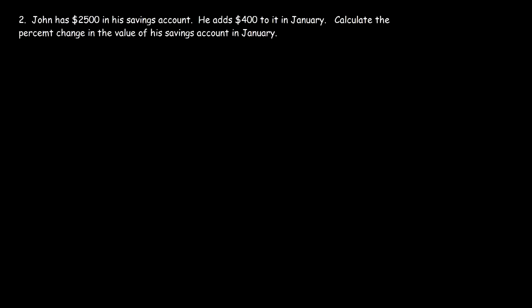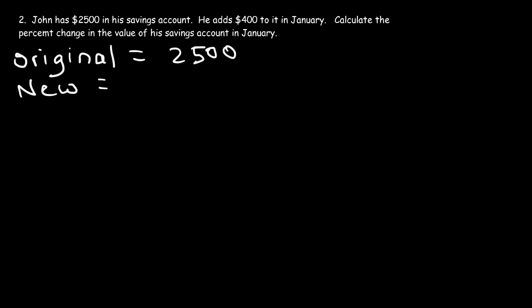So we need to identify the new value and the original value. So what is the original value in this problem? The original value is the money that he has in his savings account. It's $2,500. Now, what is the new value in his savings account? It's not $400. Remember, he adds $400 to it. The new value is going to be $2,500 plus $400, or basically $2,900. The $400 is basically the change in the account in January.